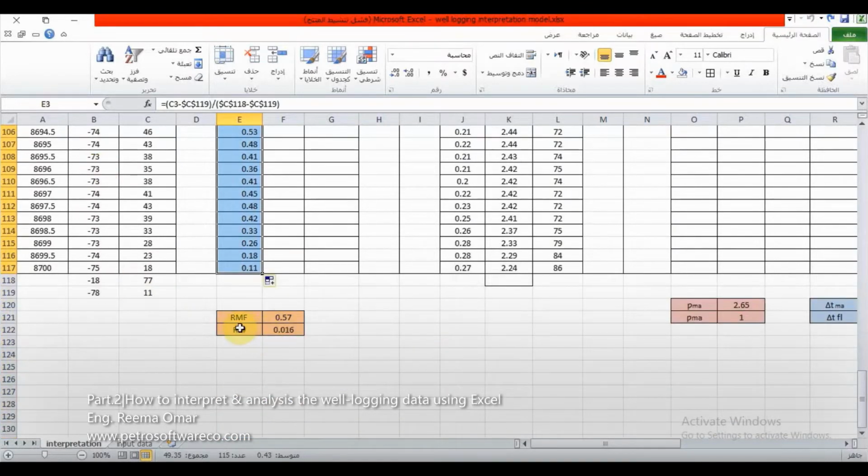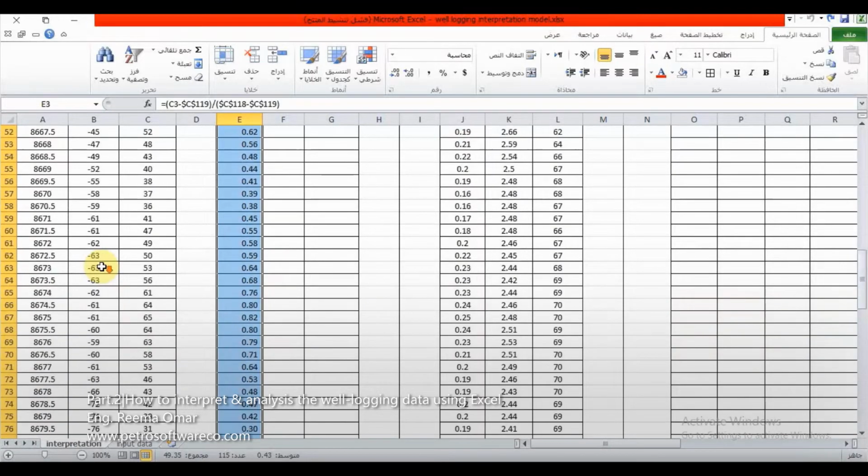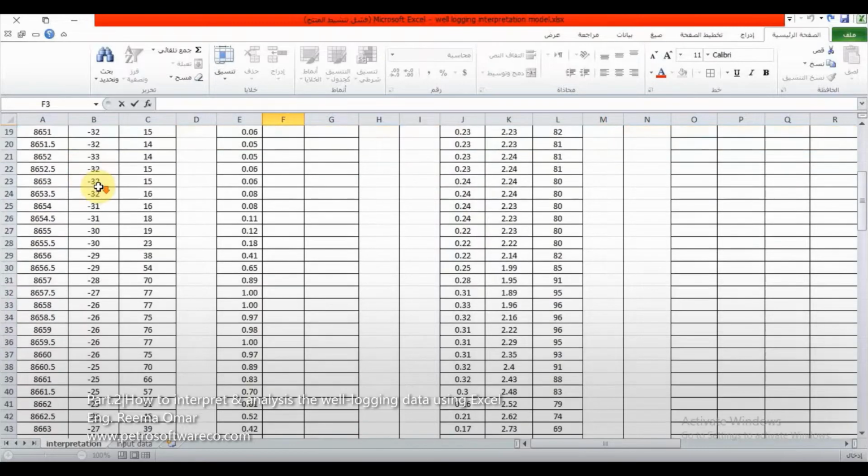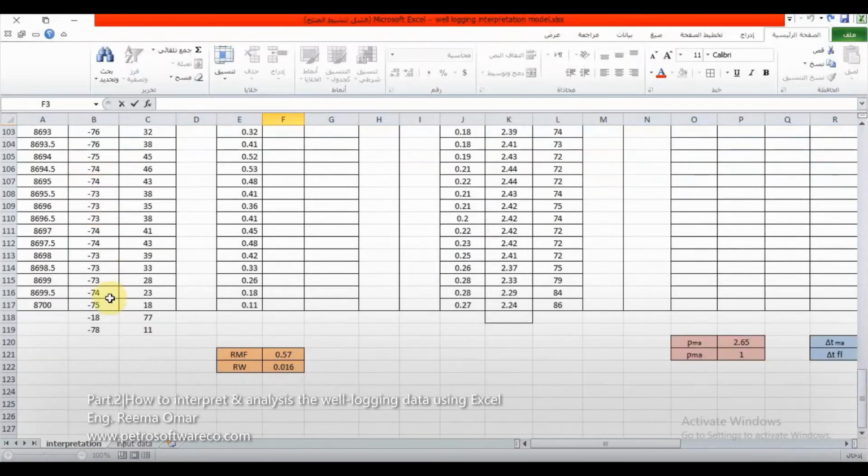And here the resistivity of mud filtrate and resistivity of formation water. Resistivity of mud filtrate is larger than resistivity of formation water. This indicates this interval is a sand interval. So now we'll calculate the shale volume based on SP. We just need to calculate the maximum value and minimum value.